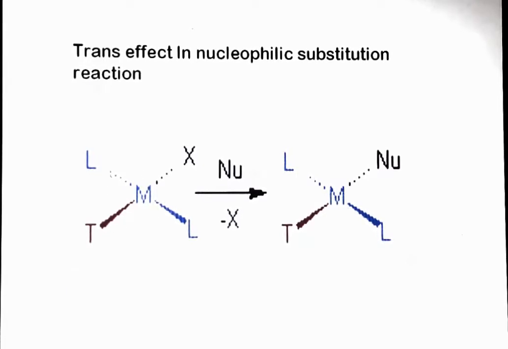This is an example of a square planar complex where T is the trans-directing ligand. So, where the nucleophile will be attached will be decided by these ligands. The ligand which has maximum trans effect makes the other metal-ligand bond labile, which is placed trans to it. So here the trans effect of T is maximum when we compare X, L and T. That is why T is called the trans-directing group, and it makes the M-X bond labile which is placed trans to it, and the incoming nucleophile will attach here.